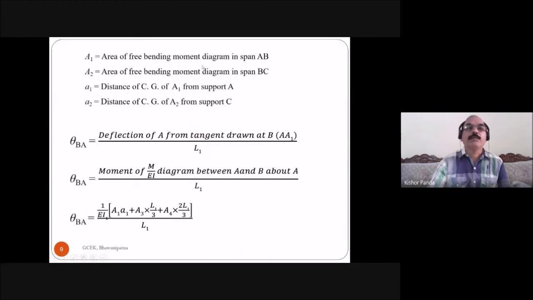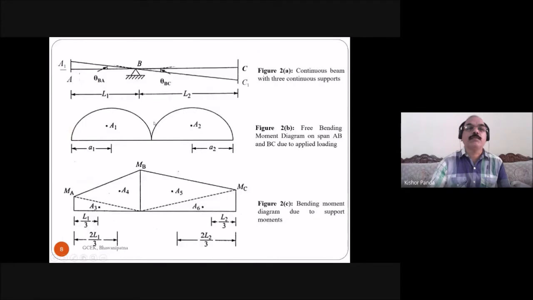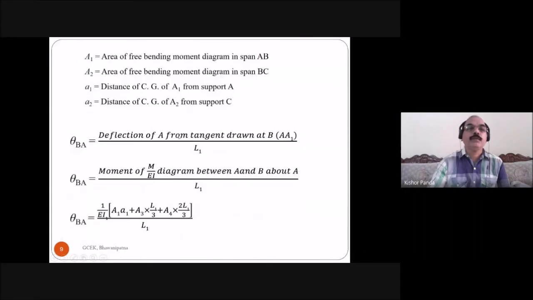A1 is the area of the free bending moment diagram in span AB, and A2 is the area of the free bending moment diagram in span BC. a1 is the distance of the CG of A1 from support A, and a2 is the distance of the CG of A2 from support C. Already I have explained this one. Then theta BA, the deflection of A from the tangent drawn at B, is AA1 by L1. Theta BA is equal to AA1 by L1.